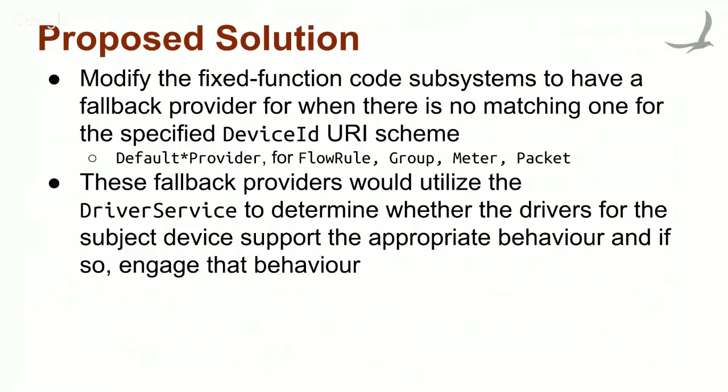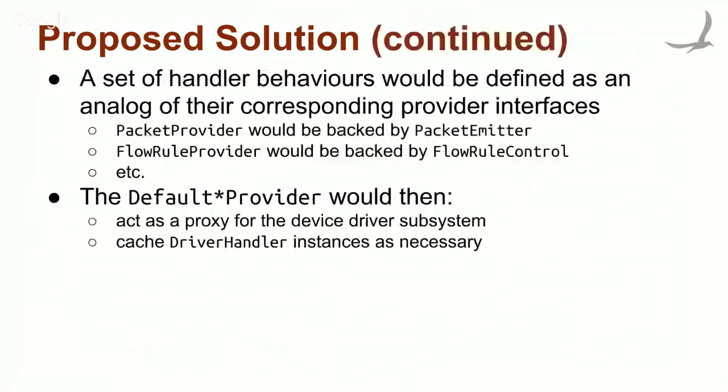So it would essentially act as a proxy. For example, the packet provider could be backed by packet emitter behavior, or the flow rule provider could be backed by some flow rule control behavior, or whatever. These are just some sample names. The idea is that this would act as a proxy. It also could act as a cache for the necessary driver handler instances, which provide some connection, or even if it's a connectionless protocol, it still provides some sort of state for conversing with that device. Not distributed state, but still some sort of over-time state.